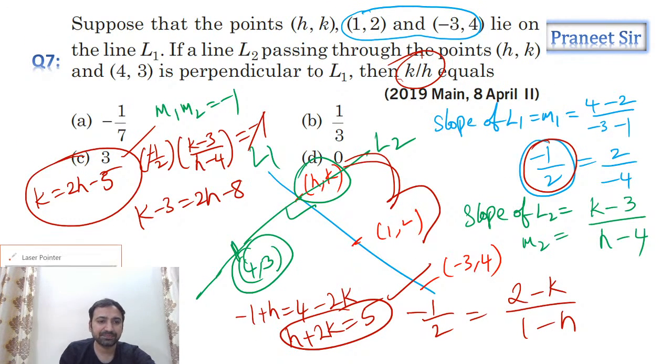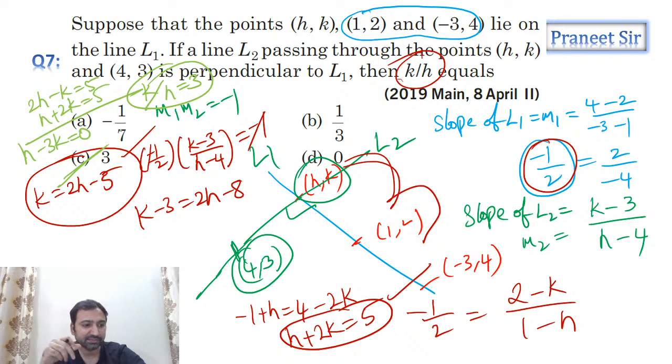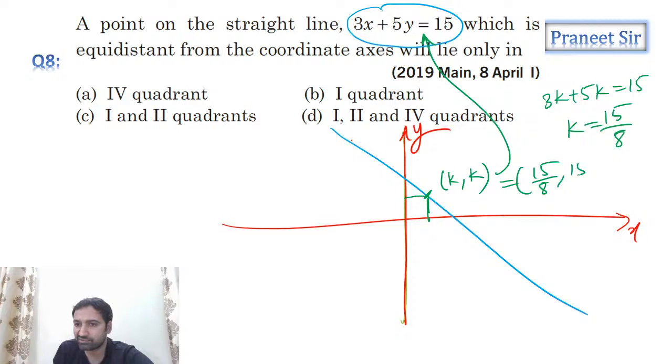What we can do is, one equation we are getting is 2h minus k is equal to 5. Another equation I am getting is h plus 2k is equal to 5. Let's subtract these two equations. If we subtract these two equations, h minus 3k is equal to 0. From this, k by h is equal to 3. That's how we are getting the third option. That is also fine. Okay, 15 by 8.